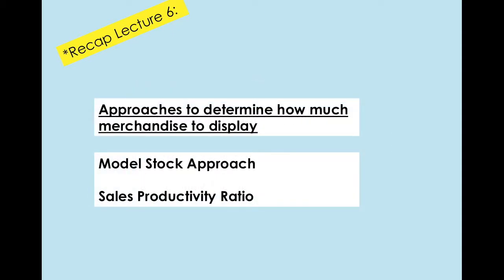And the different approaches to how much of each merchandise to display. We have the model stock approach, which is what are the items that you want to push out, what are the different variety you want to show, and there's the sales productivity ratio method, which is what are the items that gives you the better sales margins or they move faster that you want to display more of.